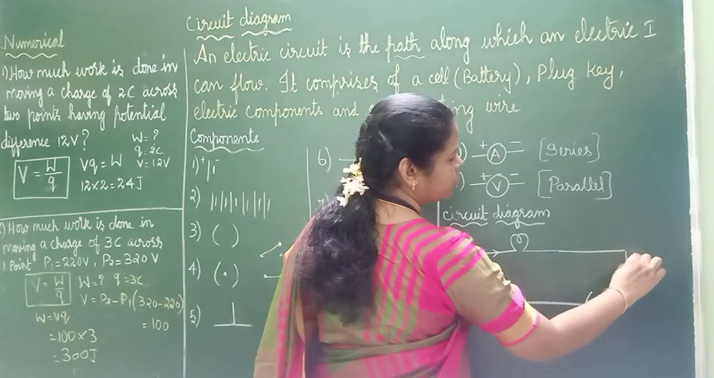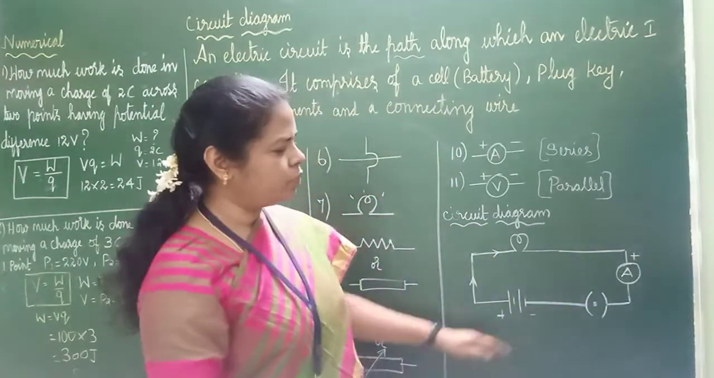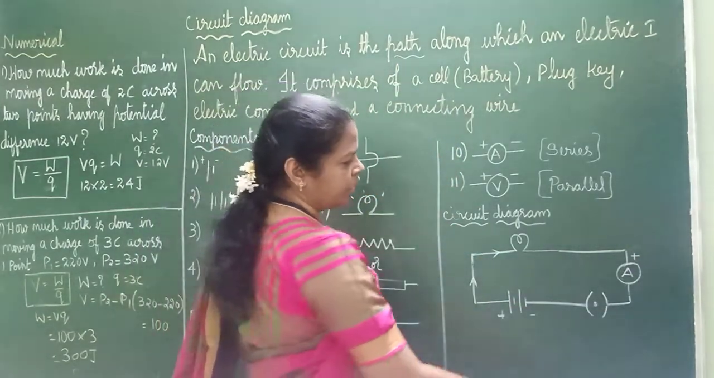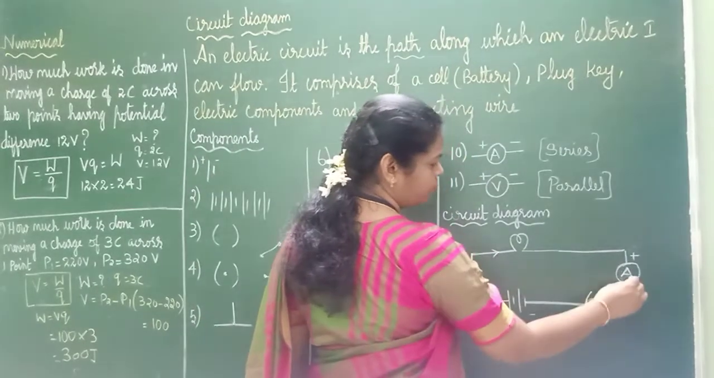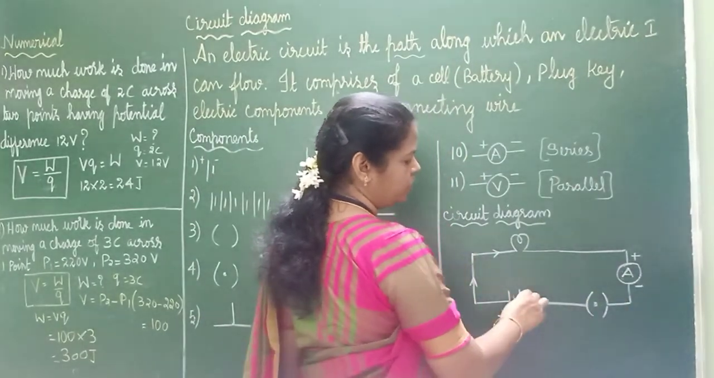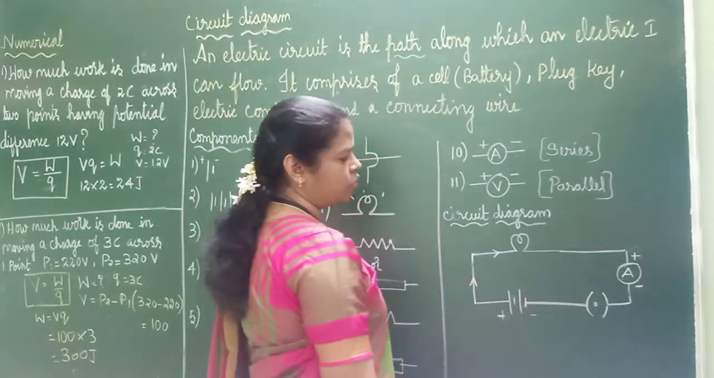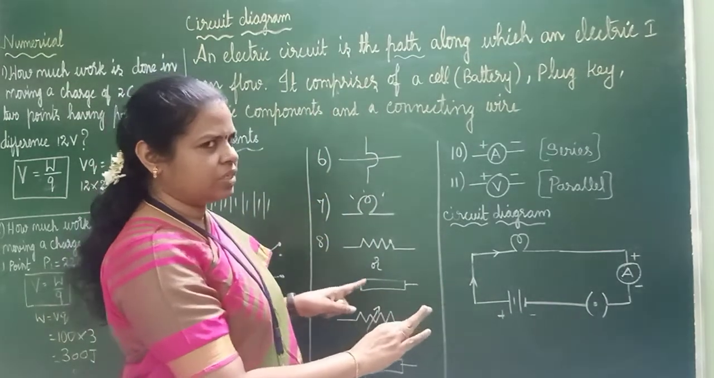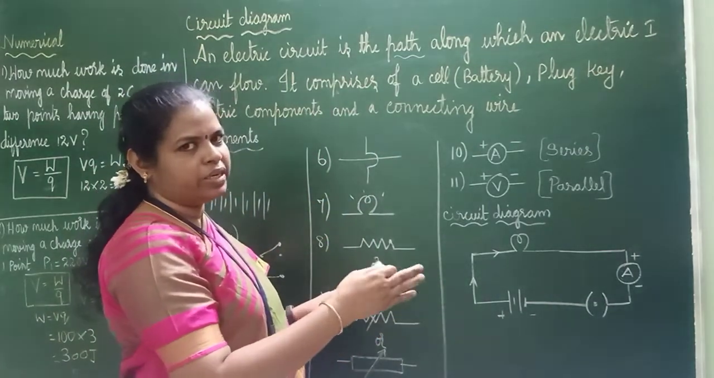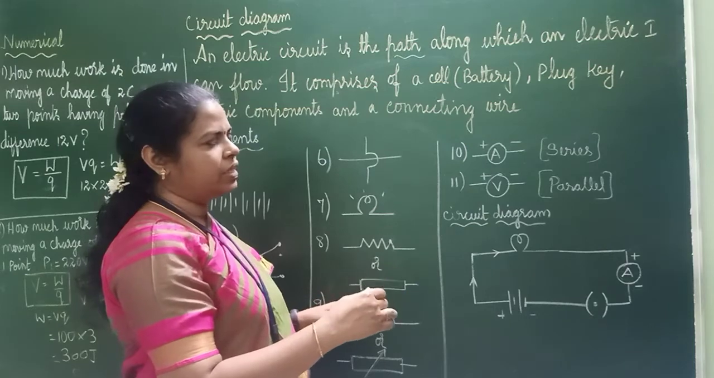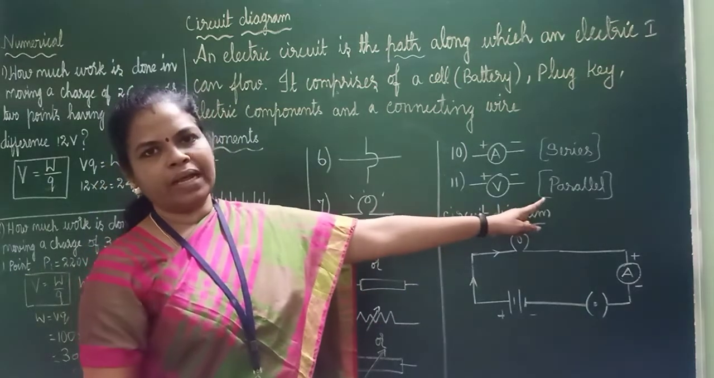Keep this in mind. The positive terminal of the battery should always be connected to the positive terminal of the ammeter, and the negative terminal of the ammeter should always be connected to the negative terminal of the battery. This is the switch. I have not used a voltmeter here. I will show it to you in the coming days. I will tell where it should be connected, because it should be connected only in parallel, I told you.